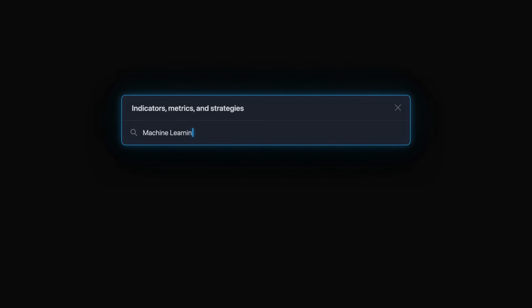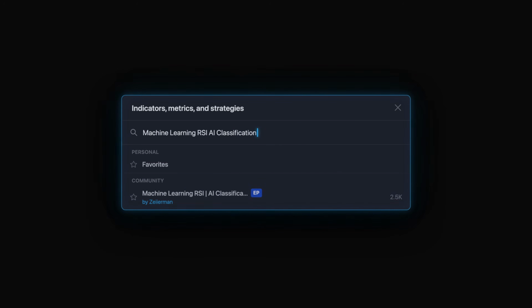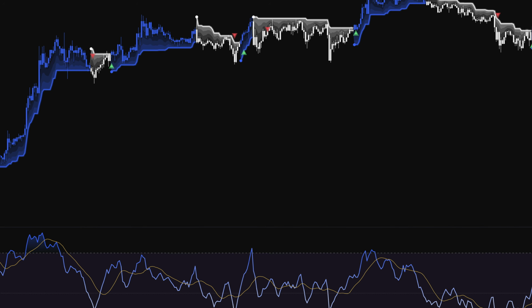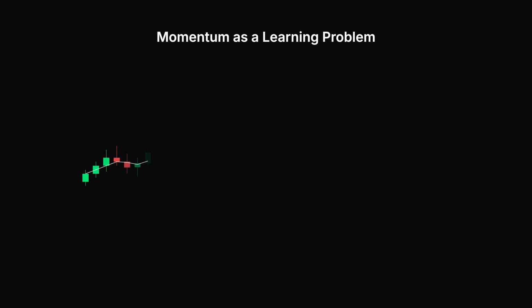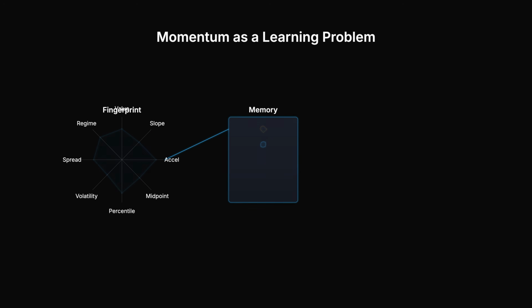Machine Learning RSI with AI classification, created by Zierman, is the most complete machine learning engine reviewed here, and the one where the modeling is pointed at something worth modeling. Rather than dressing up a moving average, it turns momentum itself into a learning problem, banking a rich fingerprint of each bar and asking what historically happened next.